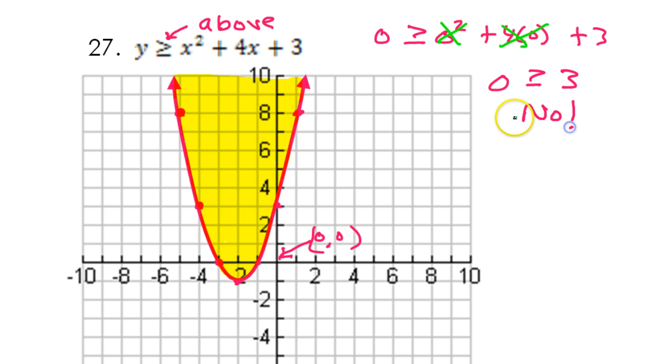Again, that's a false statement. So that means this 0, 0 is not a solution, which means that none of these points outside the parabola are solutions, which means the solutions must be inside the function. So that's another way we would have known to shade that in.